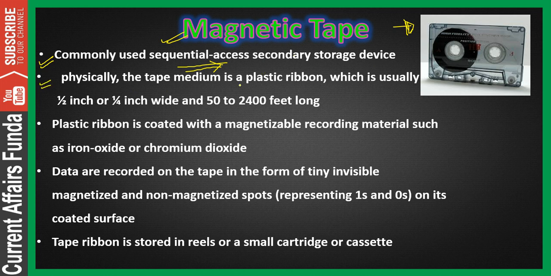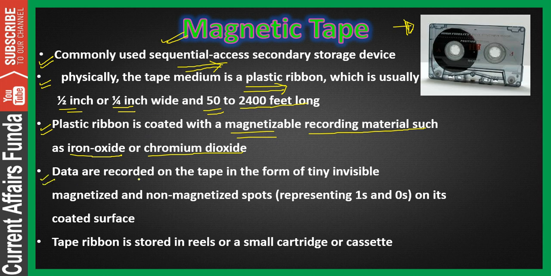Physically, the tape medium is a plastic ribbon. If you have seen audio cassettes, you directly know that it has a ribbon made of plastic, which is usually 1/2 inch or 1/4 inch wide and 50 to 2400 feet long. Next point: the plastic ribbon is coated with a magnetizable recording material. Please note down that the magnetizable recording material is iron oxide or chromium dioxide.